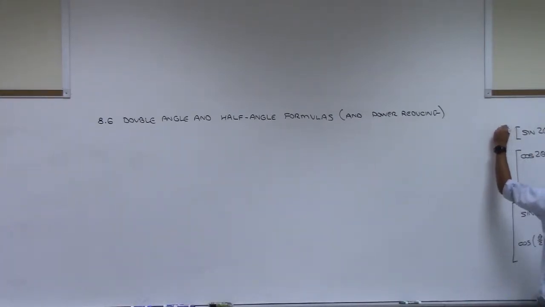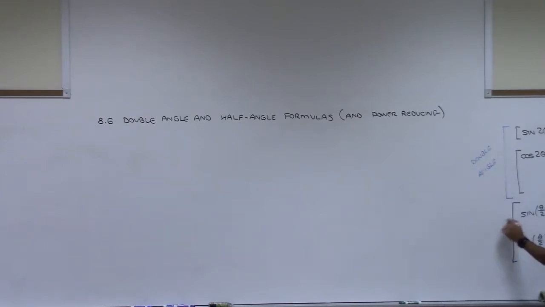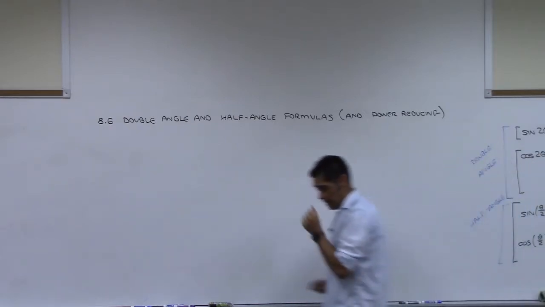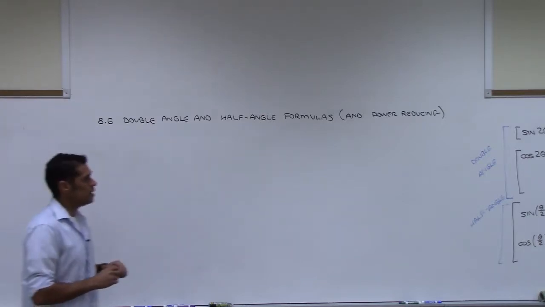Let's see here. These are all in your book and on your formula sheets. These are the double angle formulas. These two right here are your half angle. And these are your power reducing formulas. That's what we're going to talk about today. All right? Power reducing formulas. All right, so let's start out with the double angle formulas.